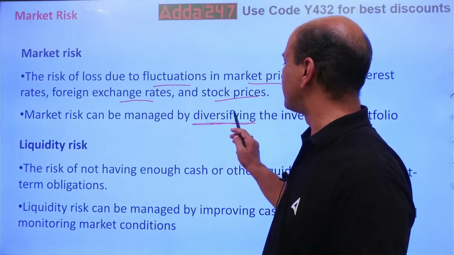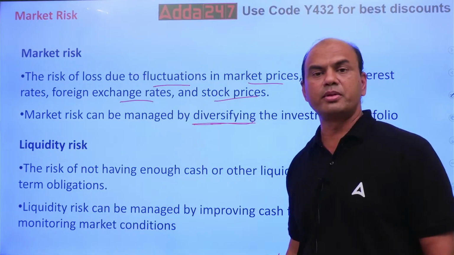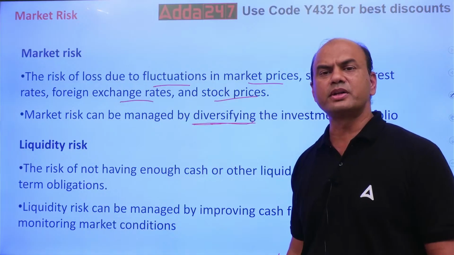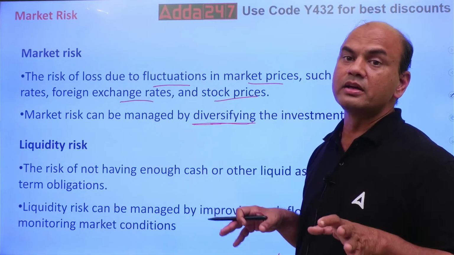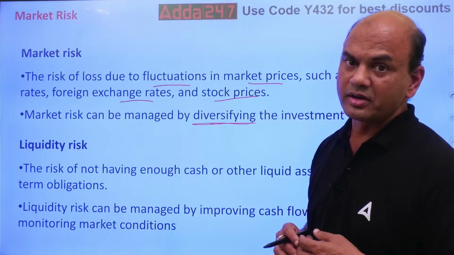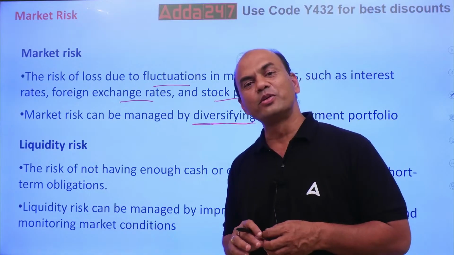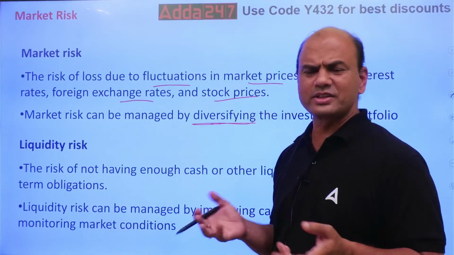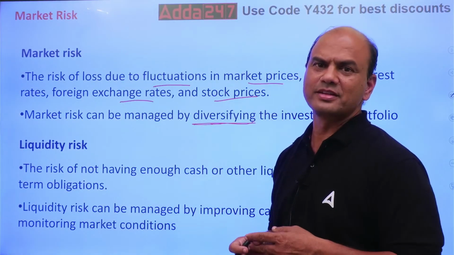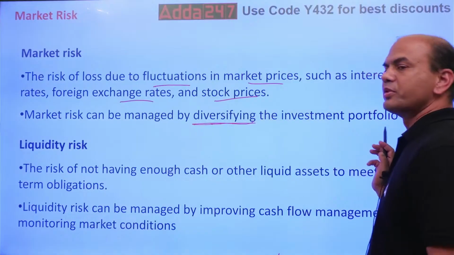Market risk can be managed by diversifying the investment portfolio. Diversifying means what? What do you mean by market risk can be controlled or managed? How do you manage the market risk? If you don't put all the eggs in the same basket, then you are saved. If you put all the eggs in the same basket, if one egg is gone, every egg is gone. So that's why market risk can be managed by diversifying the investment portfolio.